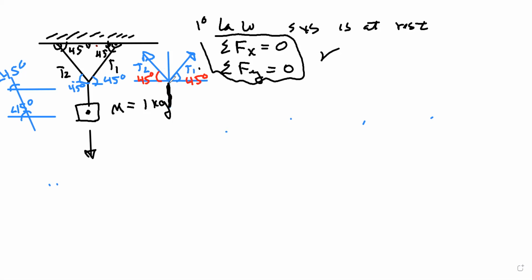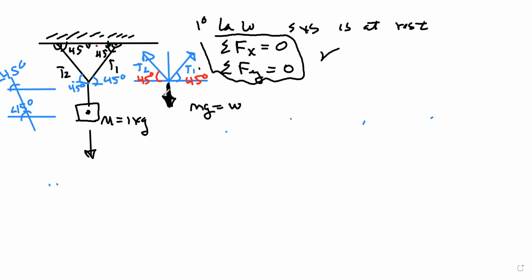Okay, this vector here, and this one is the weight, and the weight is going to be mg. So what we have here, let me get rid of this one, it's kind of in the way. Okay, so this is going to be the mass over here, and it's 1 kilogram.